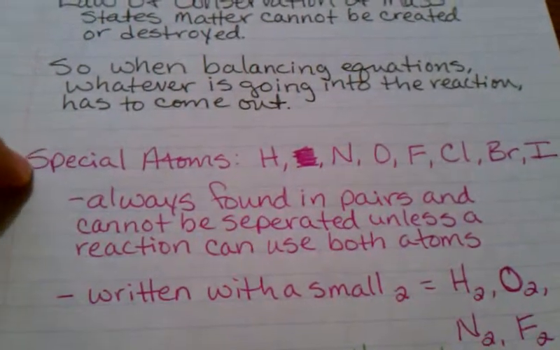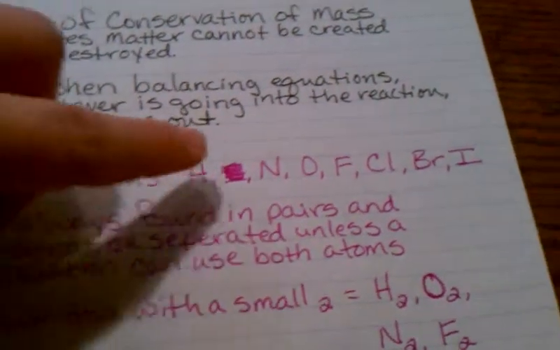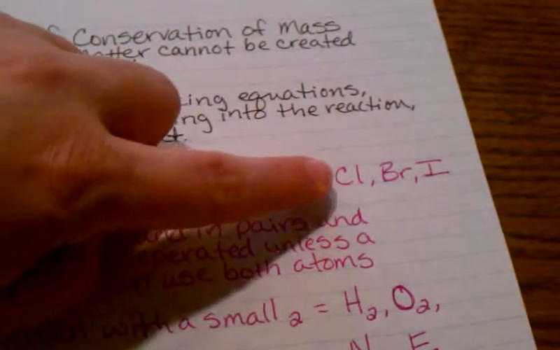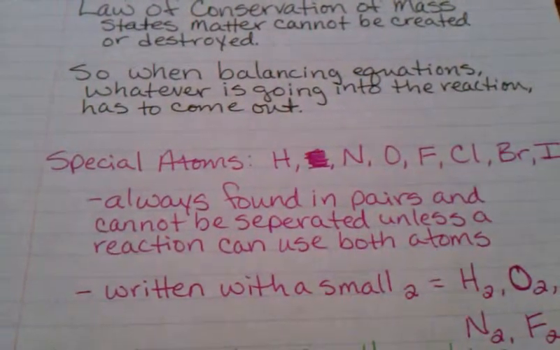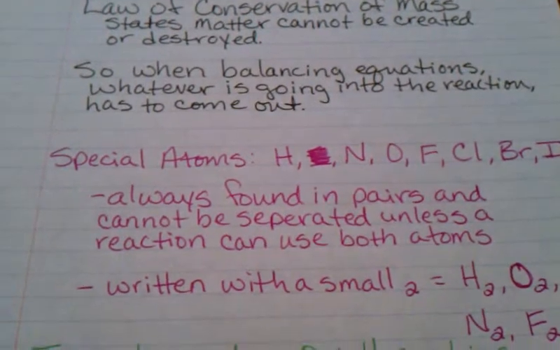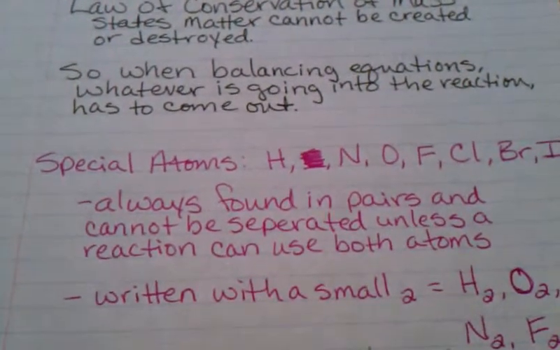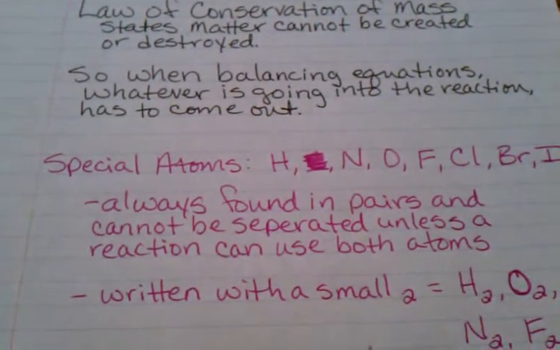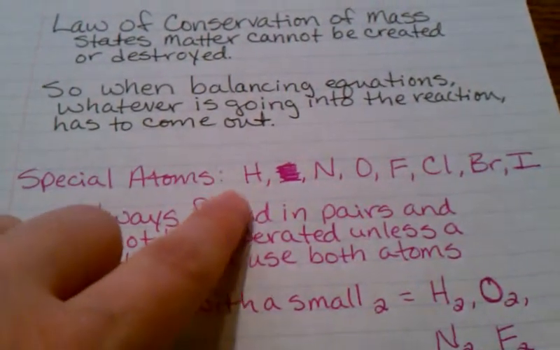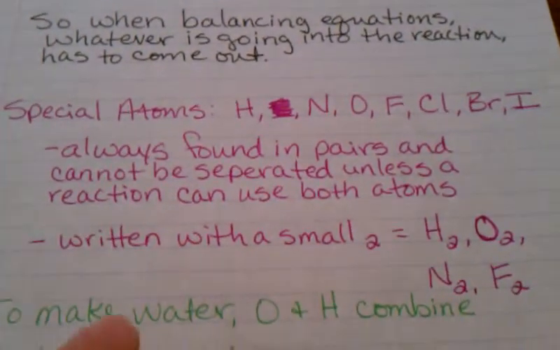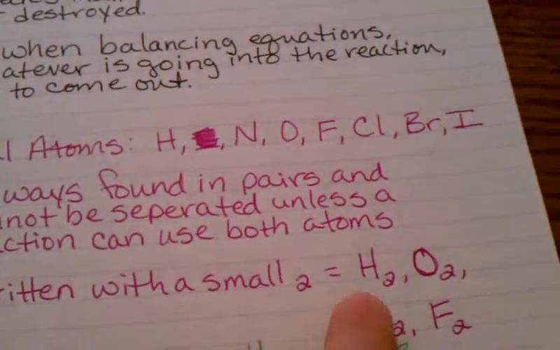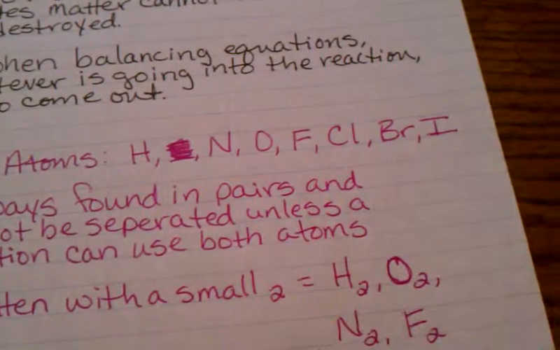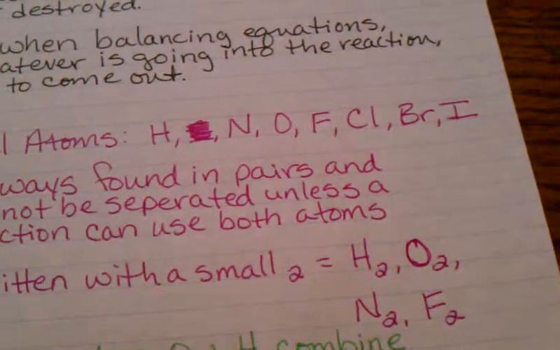Now, let's go back to those little number 2s, the little bitty numbers that we saw just a second ago. There are some special atoms, hydrogen, nitrogen, oxygen, fluorine, chlorine, bromine, and iodine, that are always found in pairs. They're like Siamese twins. And you cannot separate them unless there is a reaction that occurs in which both of the atoms can be used. So when we see these, they're shown with a little number 2, H2, O2, N2, and F2.